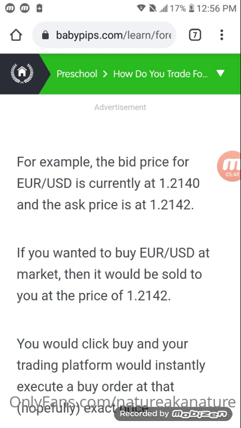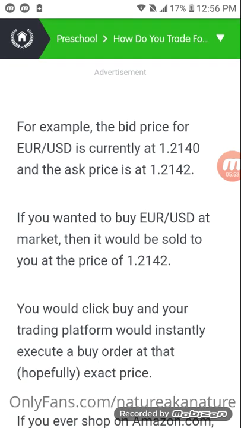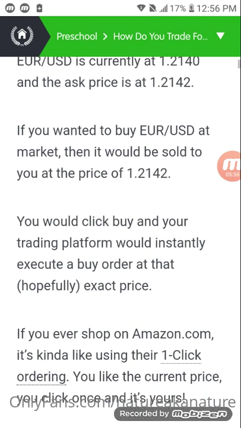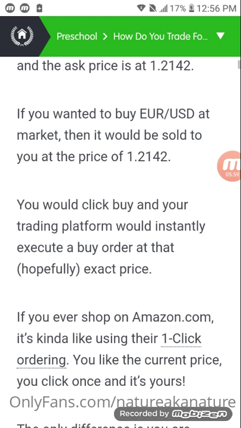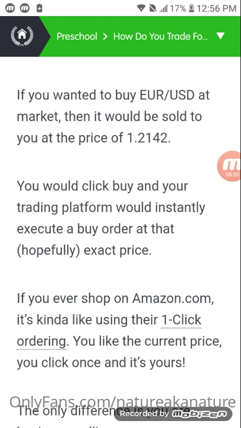Okay, the bid price is if you wanted to sell. The ask price is if you wanted to buy. So you would click on buy in your trading platform, in your MetaTrader 4 platform. I use MetaTrader 4. Everybody uses MetaTrader 4. So you would click buy on the trading platform, and you would instantly execute a buy order at the broker's price, which was 1.2142, the ask price that the broker has provided.